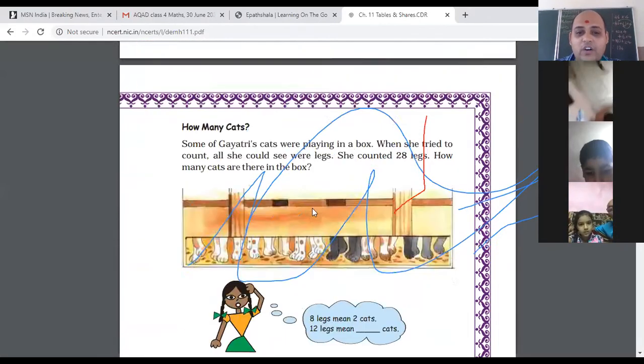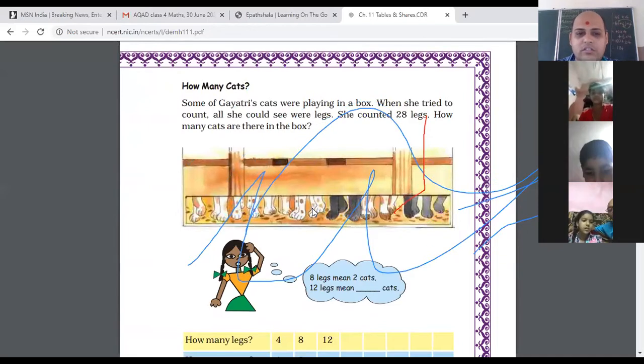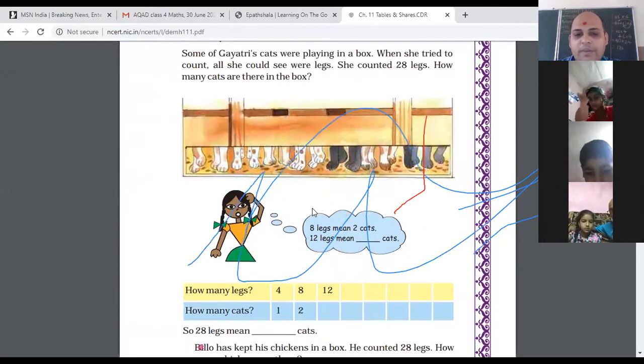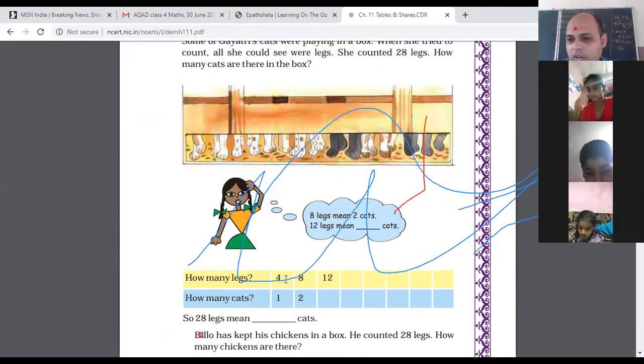Yes. Now here is the question: how many cats in this picture? How many legs do you see? We know a cat has how many legs? 4 legs. Yes. So 4 legs is 1 cat, 8 legs means 2 cats. So 12 legs means how many? How many will it be?